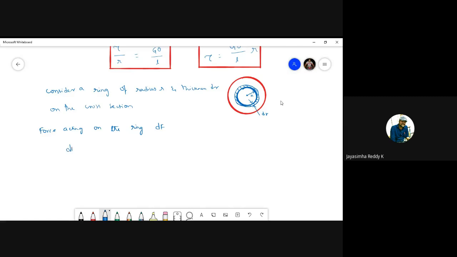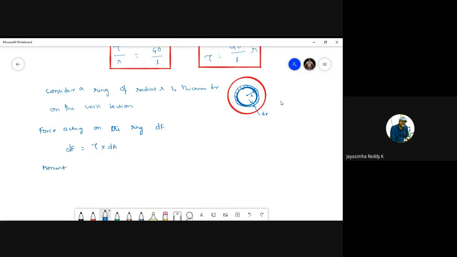So df can be given as force, that is, force can be given as stress multiplied by area, right? So area, let us take this area as dA. Stress is tau. So stress is equal to force per area, so force is equal to stress multiplied by area. That's it. Now let us write the moment for this.